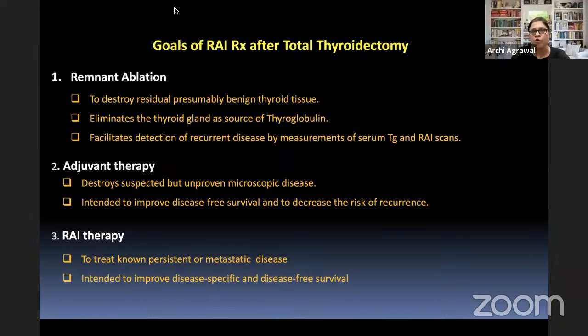So basically, the goals of radioactive iodine treatment are three. Remnant ablation: when you know that only some benign thyroid tissue is left behind and you want to make TG a very sensitive marker and also radioactive iodine scans a sensitive scanning modality, then you will do remnant ablation. Adjuvant therapy: when there is some microscopic disease that is left behind, which is just a suspicion, but you don't know exactly whether it's left behind or not. RAI therapy: when you know definitely that there is metastatic disease, you will treat with radioactive iodine, and this will improve disease-specific and disease-free survival.